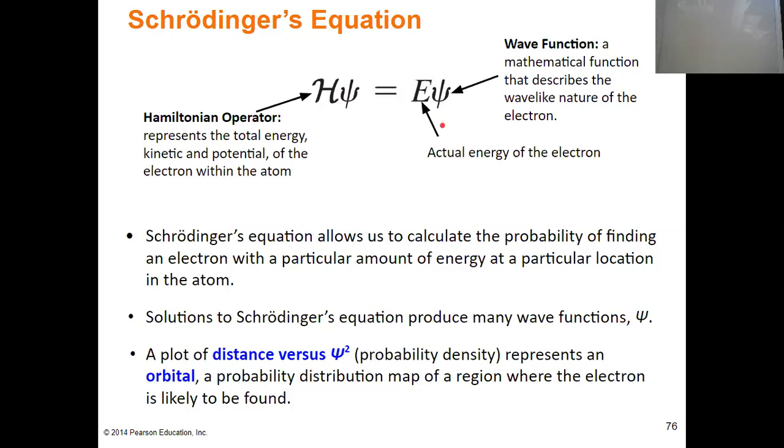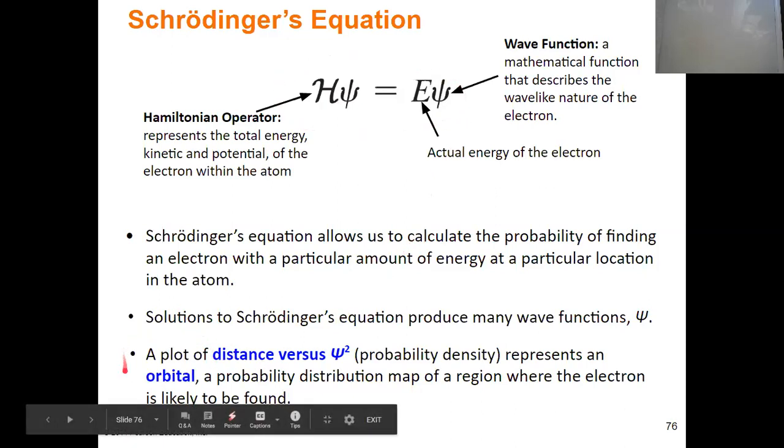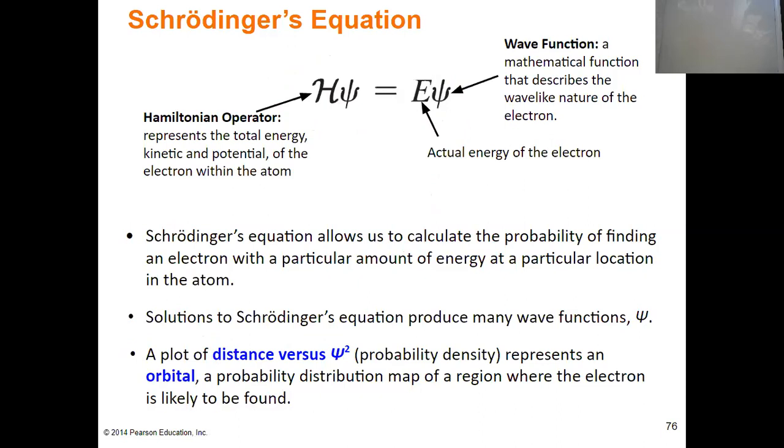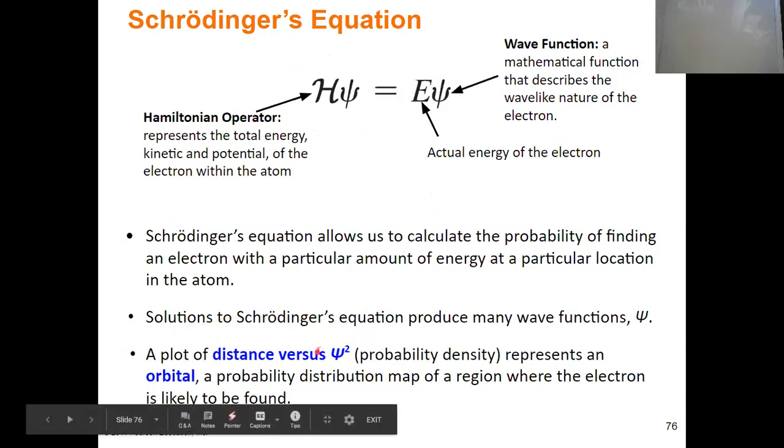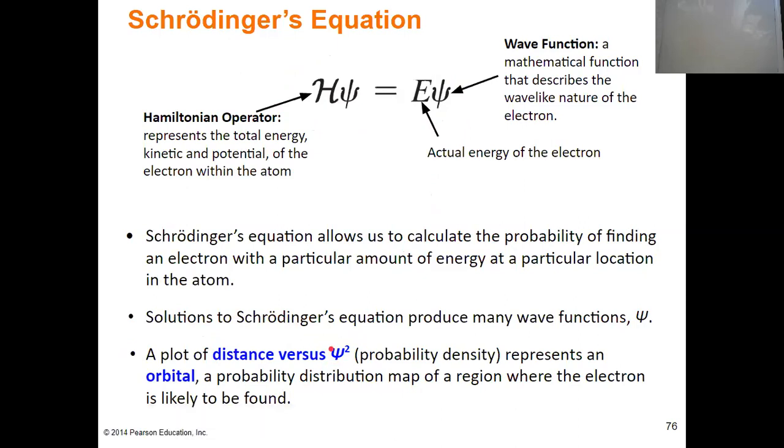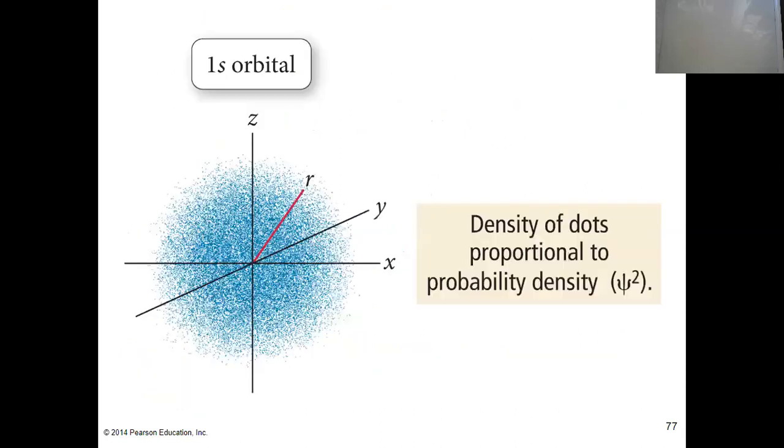When we take Schrodinger's equation and use it to make a plot of distance versus our little trident guy squared, this right here is going to be our probability density. That plot represents an orbital. An electron orbital is where our electrons are located around our atom. So this, for example, is what a 1s orbital would look like.